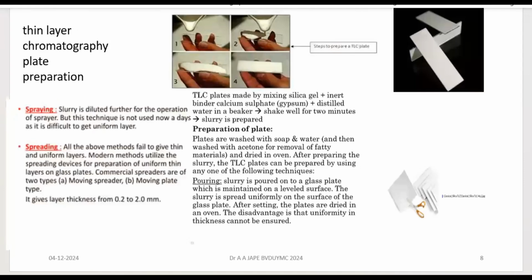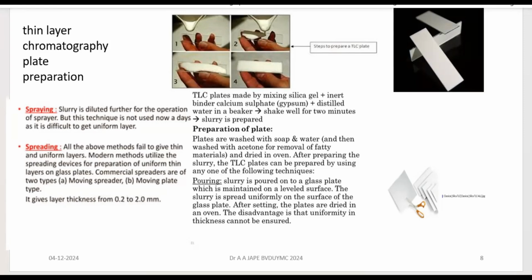Now let's talk about the thin layer that we are going to prepare, the silica gel that we are going to use for preparation of the thin layer plate. So a slurry of a stationary phase is generally prepared in water. Sometimes people also use an organic solvent like chloroform. So this slurry is made and is applied onto the glass or plastic or enamel plate.